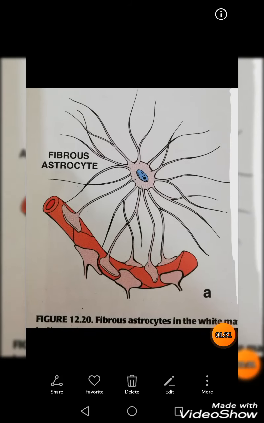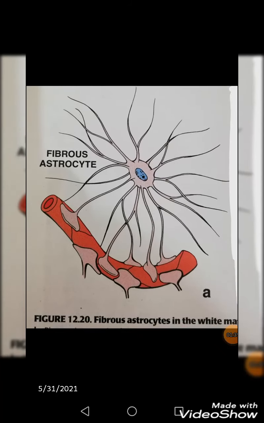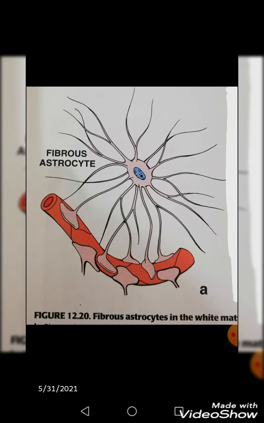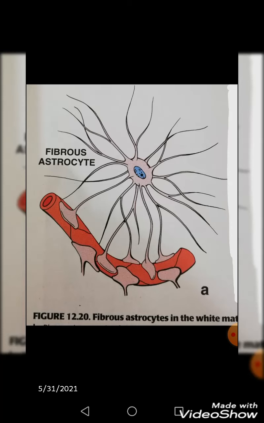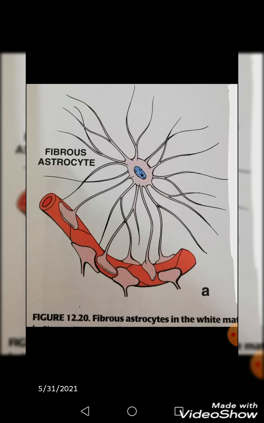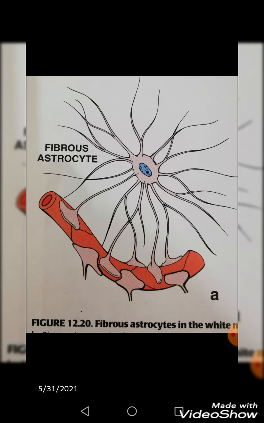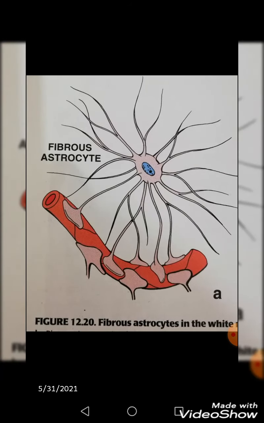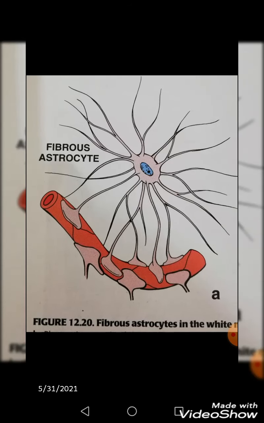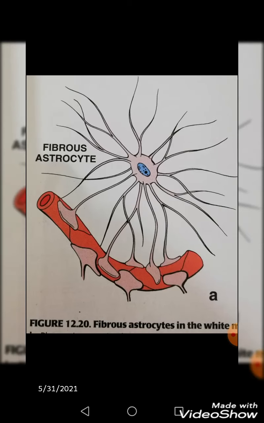Now we have to talk about the fibrous astrocyte, how they look. They are basically present in the white matter, having few processes, but their processes are thinner, straighter, and longer, right? And if we see, their processes can also show the terminal ends as perivascular feet, you would say, right?